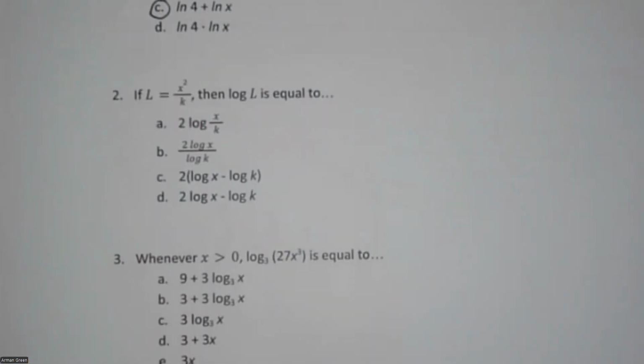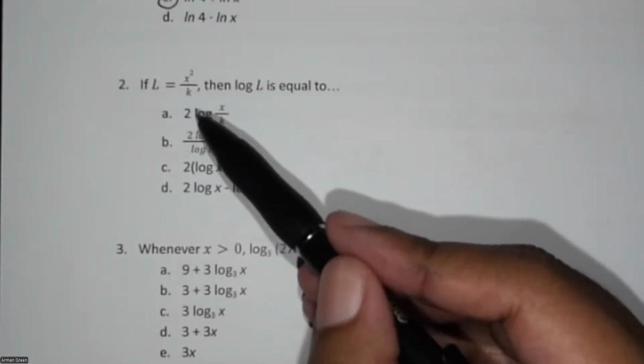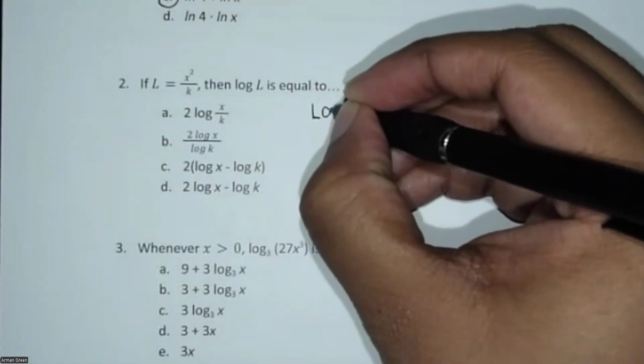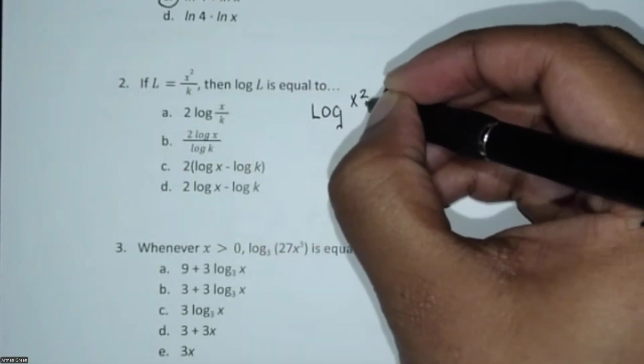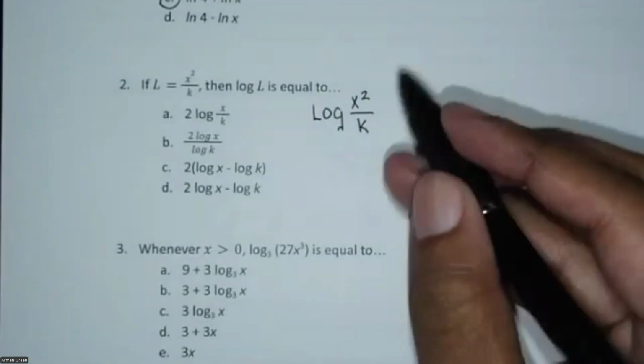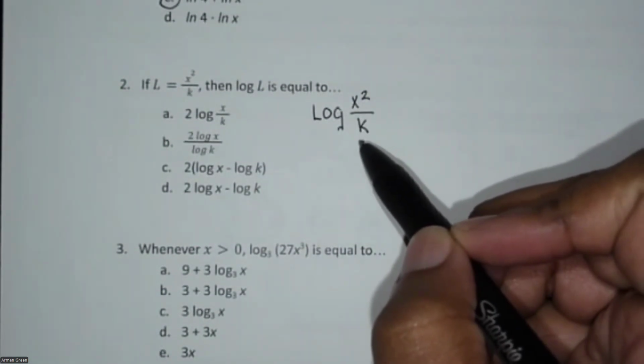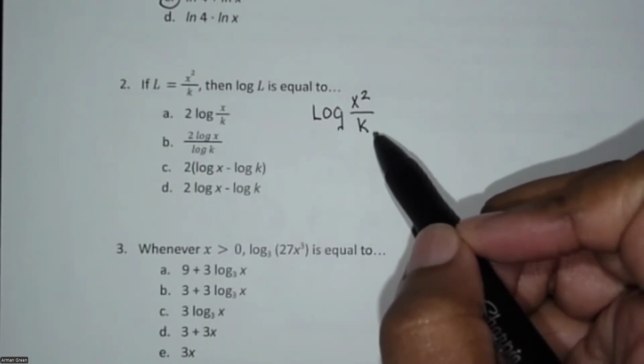So let's look at number 2. Same idea. This time we have the logarithm of this guy here. Right? So we're taking the log of x squared divided by k, and we are trying to basically break this up and expand it as much as possible.